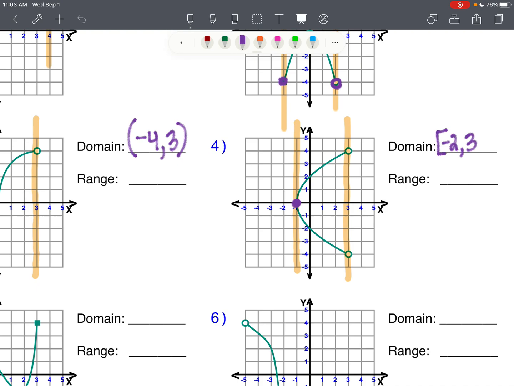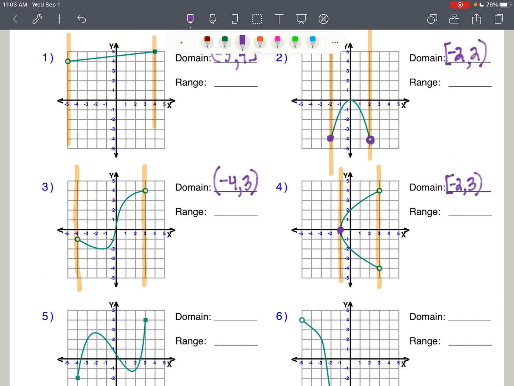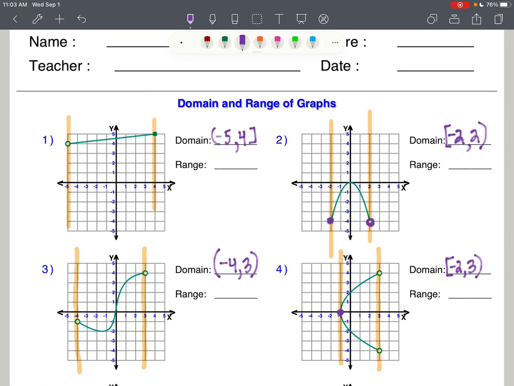However, positive 3, if I put a positive 3 in, I get an open circle here, and I get an open circle down there. Neither one of those is closed, therefore 3 is not included in the domain. So there is the domain of each one of those. Now we're going to go back and talk about the range.